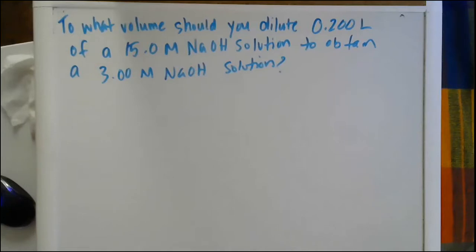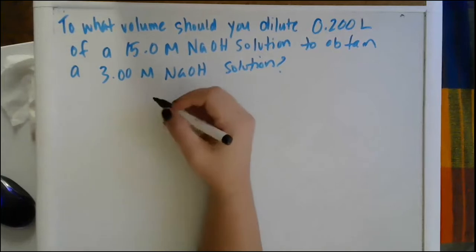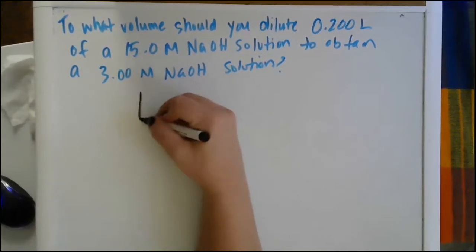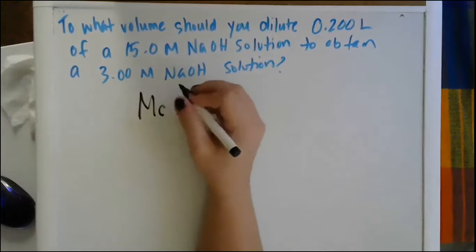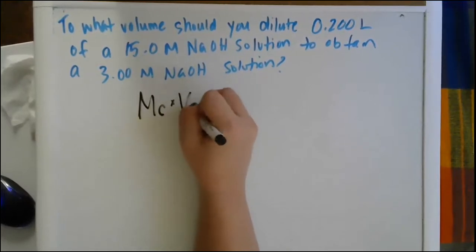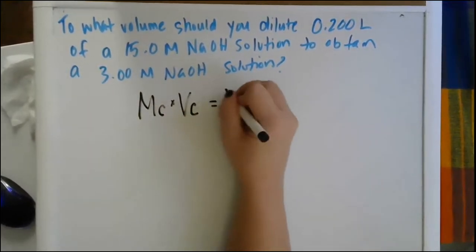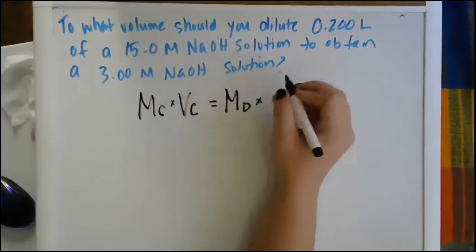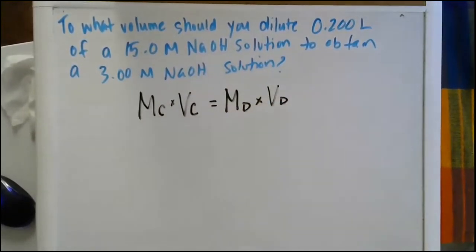Okay, so let's look at how we're going to organize this information. The standard way that you see this dilution equation is M1V1 equals M2V2. Another way that you can write it, and the way that I like better because I feel like it helps me sort out my information, is the molarity of the concentrated solution times the volume of the concentrated solution equals the molarity of the dilute solution times the volume of the dilute solution.